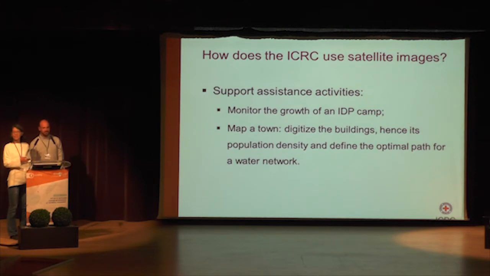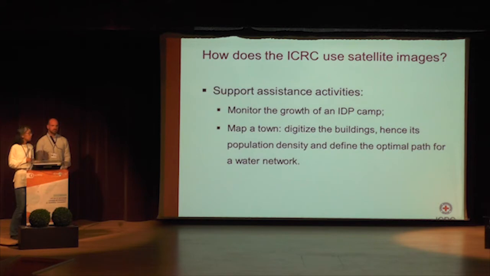So we've been using satellite imagery for two main reasons. One is to support the assistance activities. For example, when we work in a crisis situation, we know that the camp grows steadily because of people coming into the camp, and we want to know how fast it grows. And we use satellite imagery to estimate the population based on counting the tents. Or, for example, when we support the authorities to build a water network, we need to estimate the population, and then to estimate the population, we need to digitize the buildings.